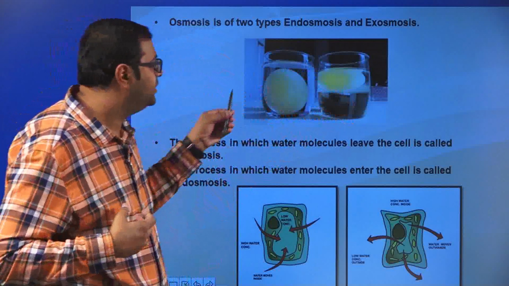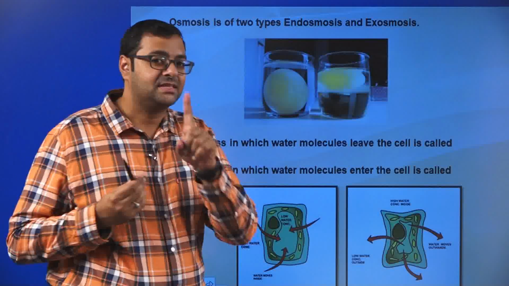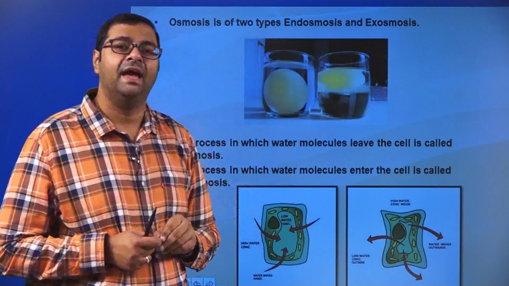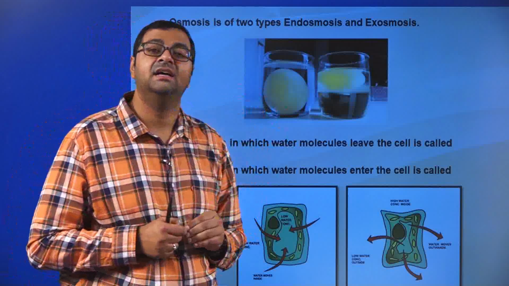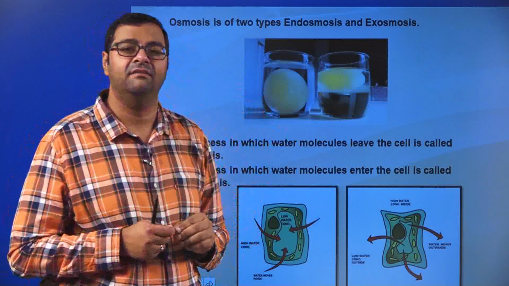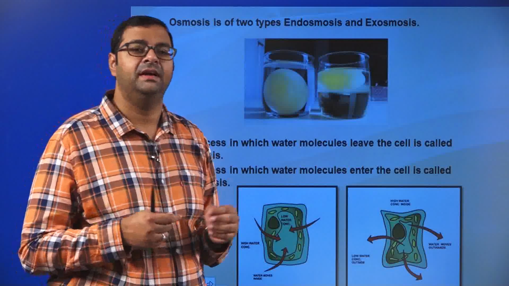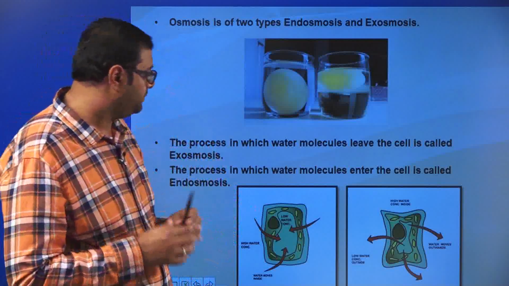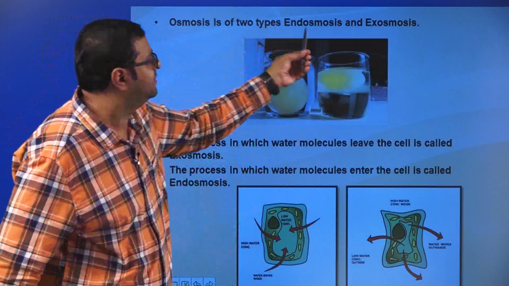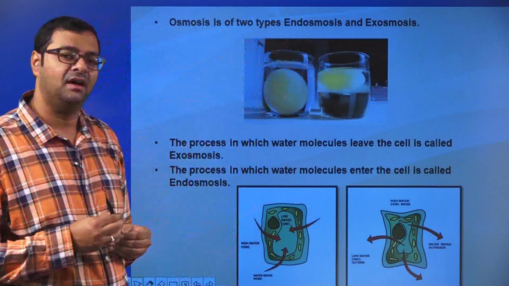And let me remind you one more thing, an egg is a single cell. So we can call an egg a cell. It is the biggest cell available, and it is visible to our naked eye. So these are the types of osmosis available.